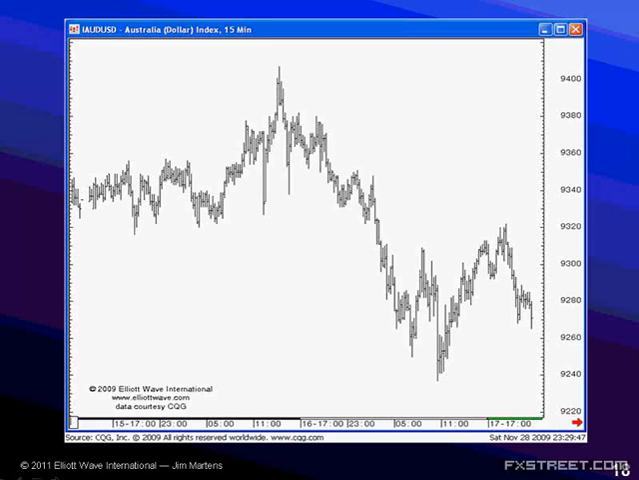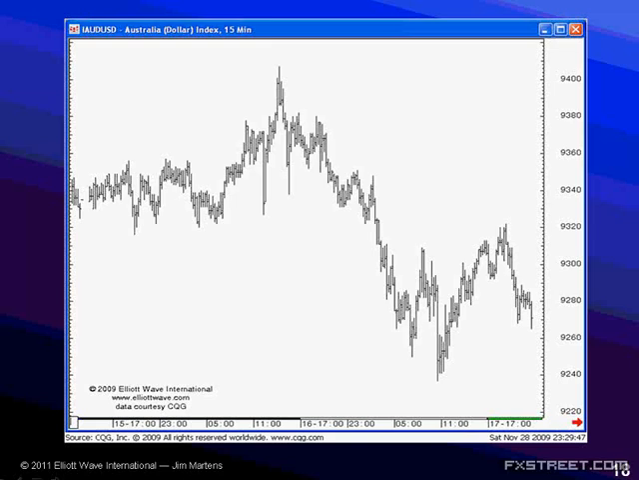So here's an example. This is Aussie dollar on a 15-minute basis. Based on the brief description I've given you, looking at the decline from just above 94 to the low just above 92, do you think that decline, based on the description I've given you of corrections and impulsive movements, is corrective or impulsive? Now, I can't see your answer, but I think it's impulsive.